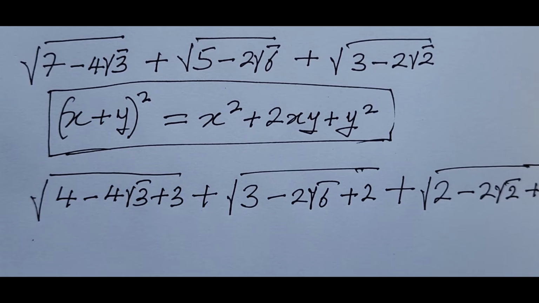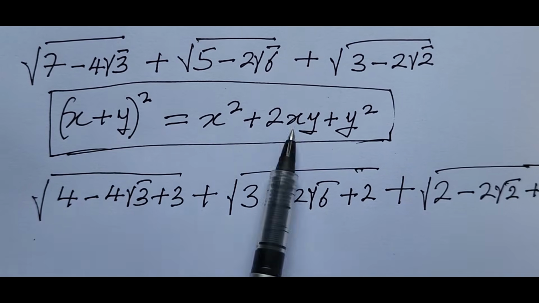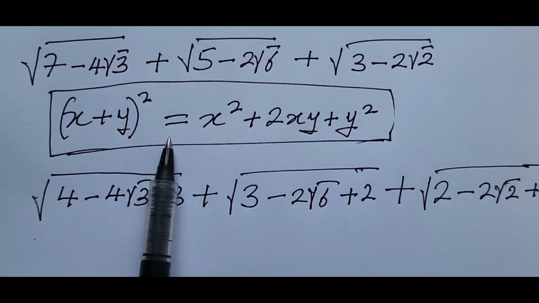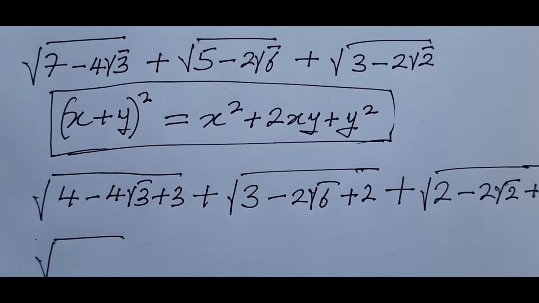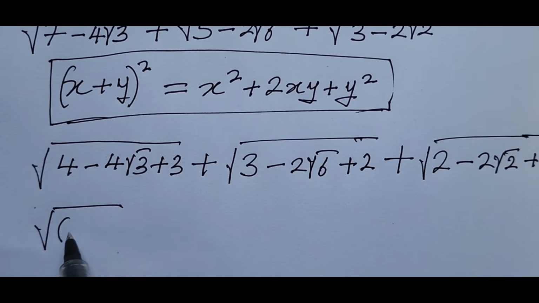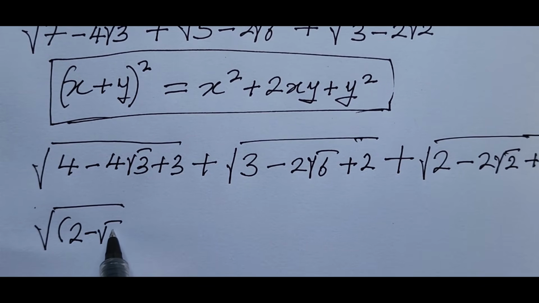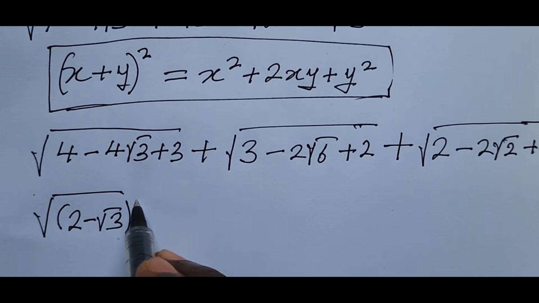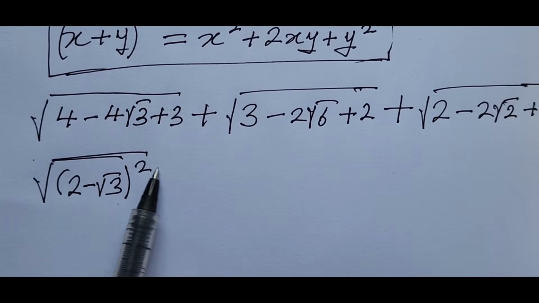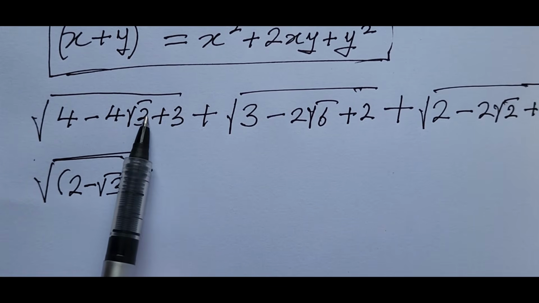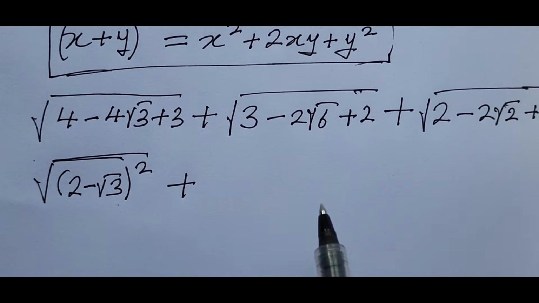So what's the next thing we want to do here now? According to this algebraic expression we have in here, I want to rewrite this quantity. So 4 minus 4 root 3 plus 3 could be written as the square root of the bracket 2 minus root 3, all raised to the power of 2, right? If you open up this expression, you're going to come up with it. Then we take the next step here.